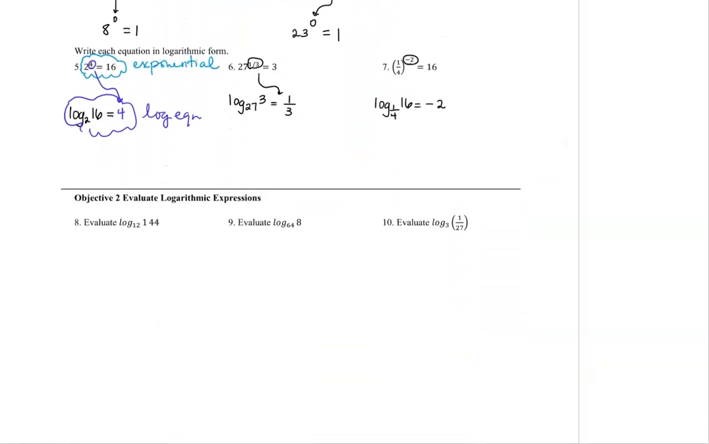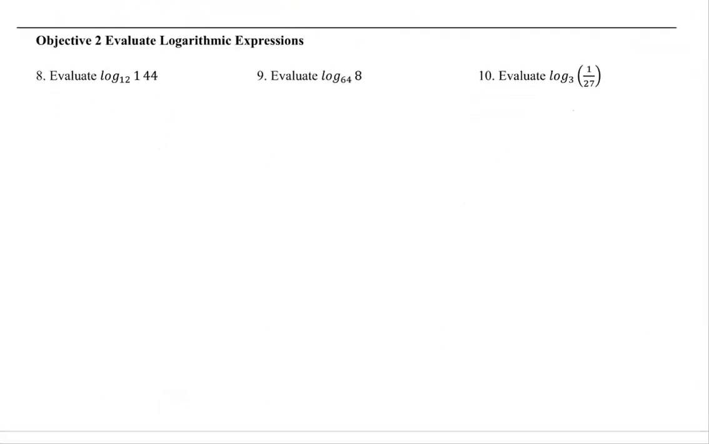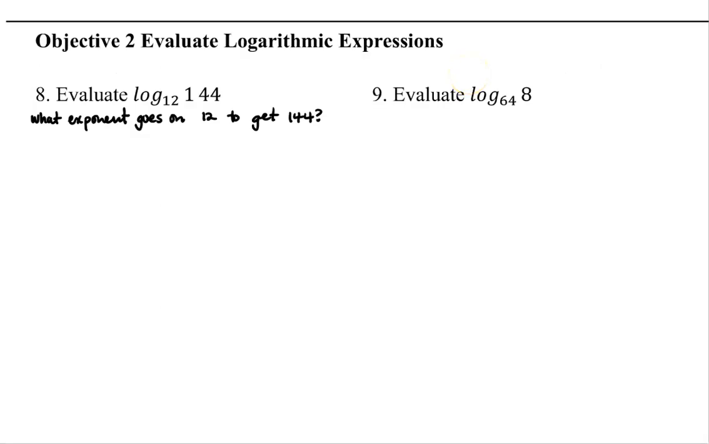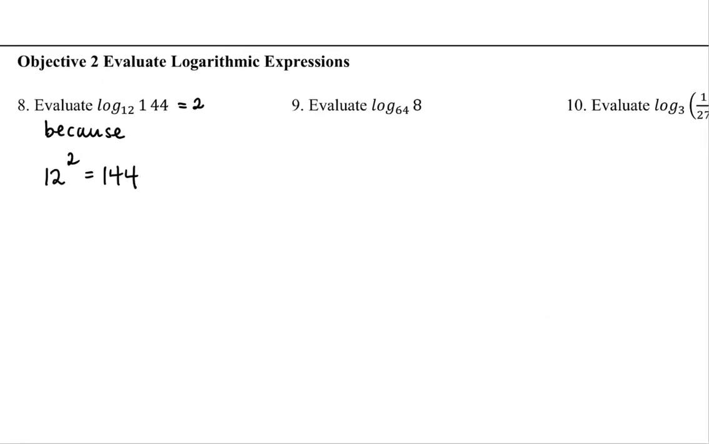Now that we know what a logarithm is, we should be able to evaluate logarithms. So that means that we should be able to look at example 8 and say log base 12 of 144 means what exponent goes on 12 to get 144. So we are looking for what exponent we put on 12 to get 144, and we know that that exponent is 2. So log base 12 of 144 is equal to 2 because 12 squared is equal to 144. So remember, in all of these problems, we are looking for the exponent.